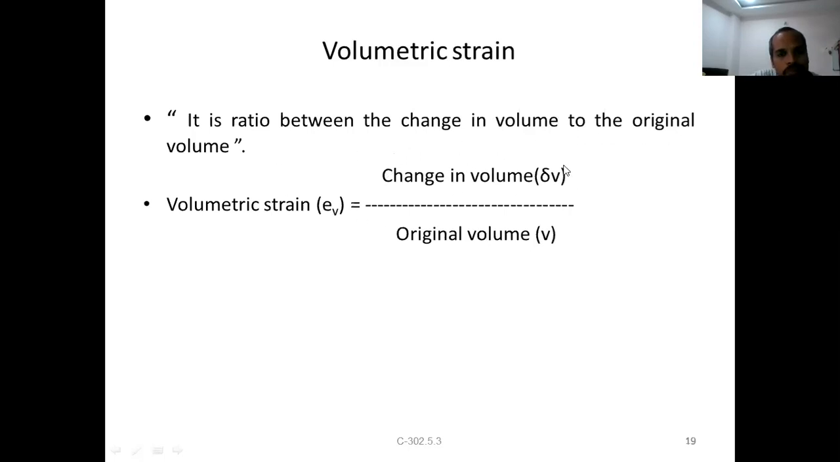Initially there is some volume, and finally, on application of the load, there may be any type of loading. After loading, if the volume is decreased or increased, then how much it has changed, that change divided by the original volume will give the volumetric strain.